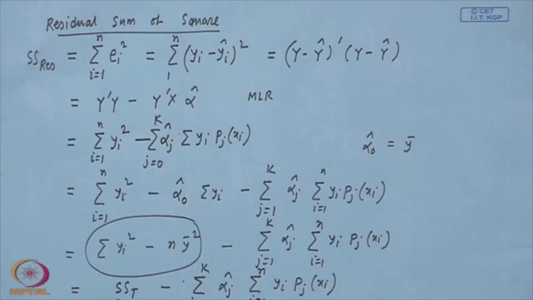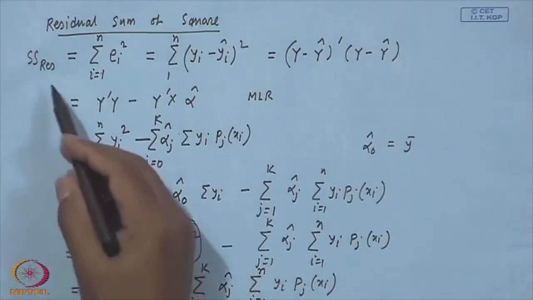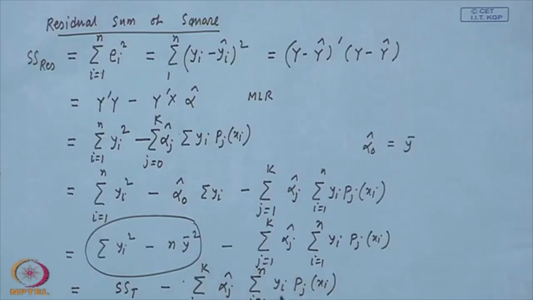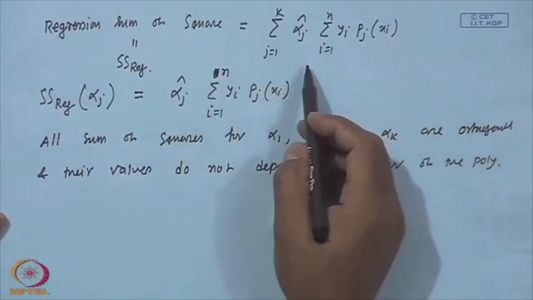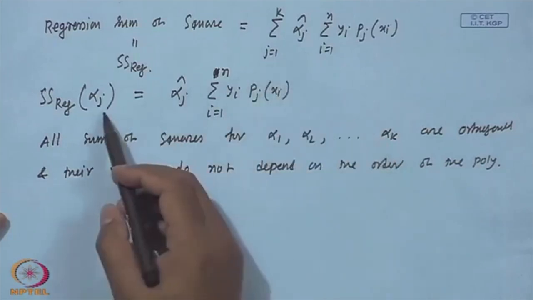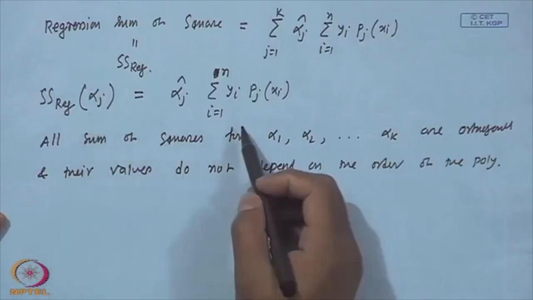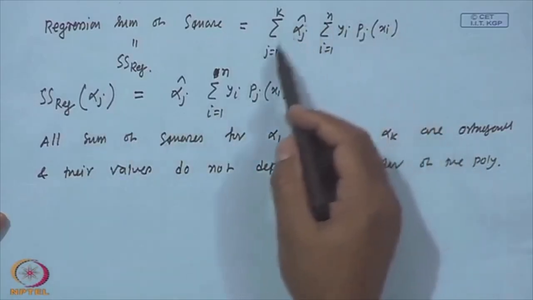And finally, this is equal to SST, which is SS total, minus alpha j hat, sum over j equal to 1 to k, into summation y i p j x i from 1 to n. Okay. So SS residual equals SST minus something. This one is SS regression, so the regression sum of square is this quantity. And the regression sum of square due to the jth term, or due to alpha j, is the jth term in this expression.